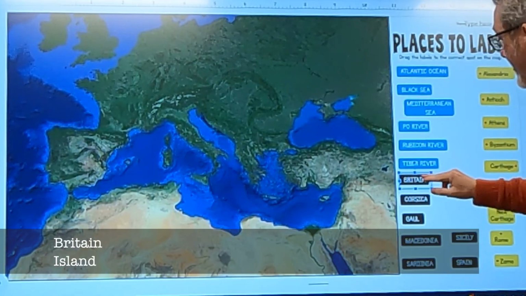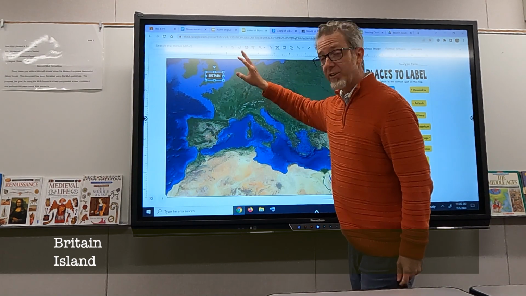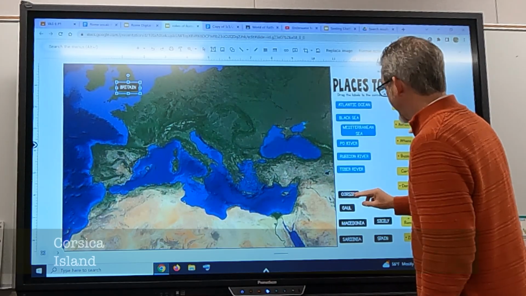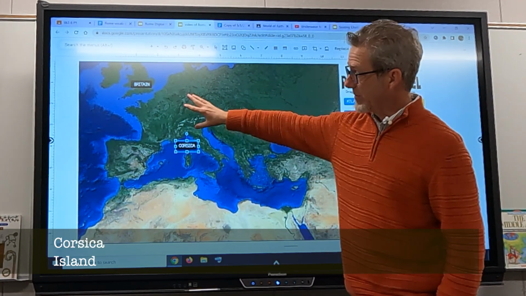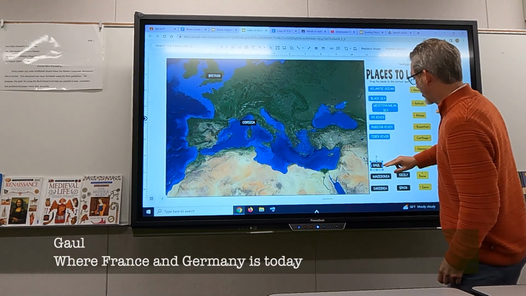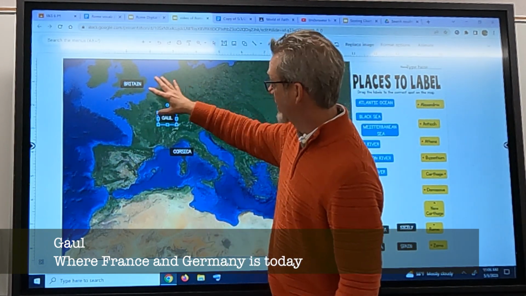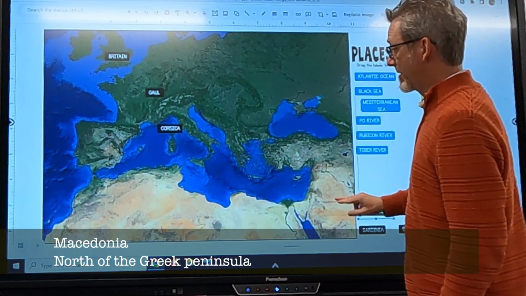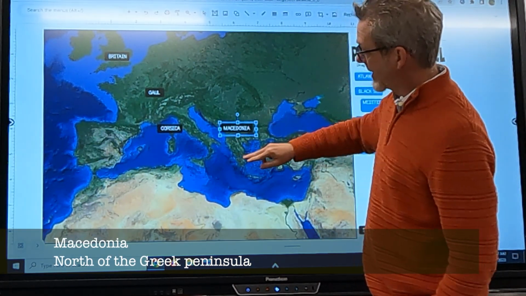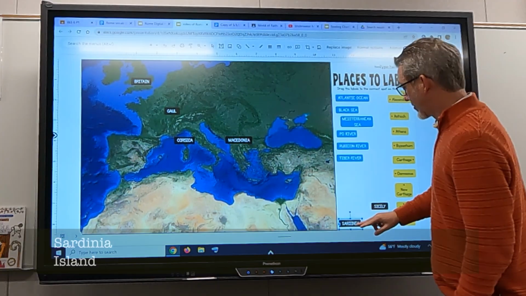We have Britain. The island of Britain is this up here, one of the furthest extent reaches of where the Roman Empire developed. Next, we have Corsica. Corsica is this little island here, south of where we have France today. We have Gaul. Gaul was the region that we now know as France. This area up here, France and some of Germany, this is what they called Gaul. Macedonia. Macedonia is the north end of where we have the Greek peninsula. Macedonia was right there.